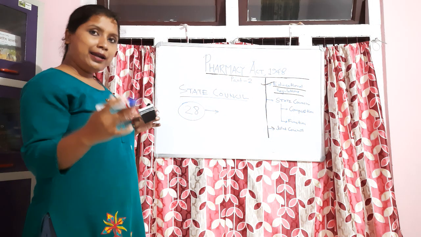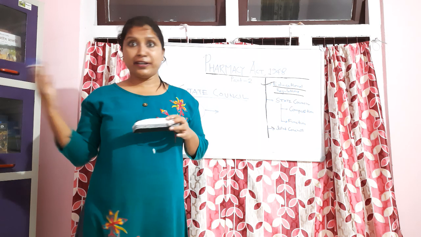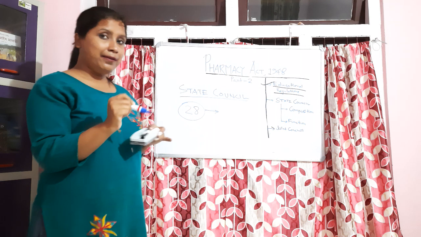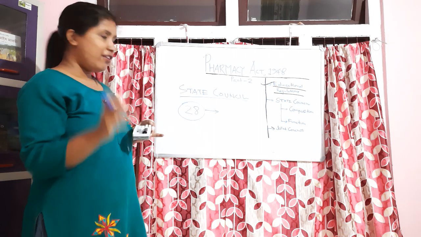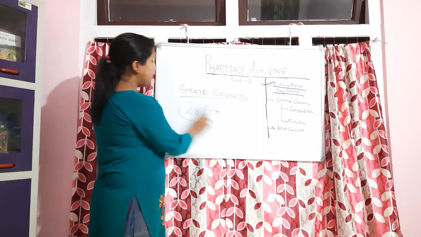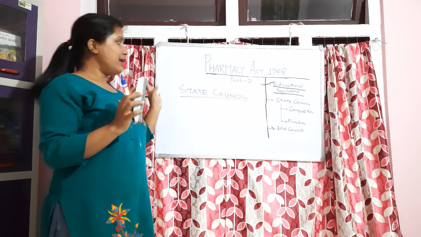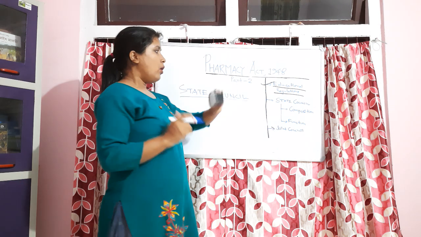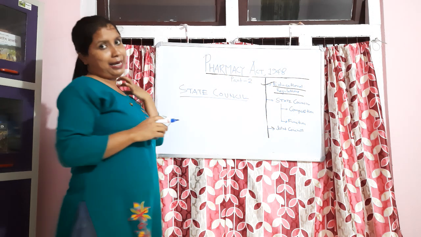Earlier in India there were 29 states and 7 union territories. Now we have 28 states and 9 union territories. Keep in mind, we have 28 states, so we have 28 state pharmacy councils. So what is the composition of the state councils?